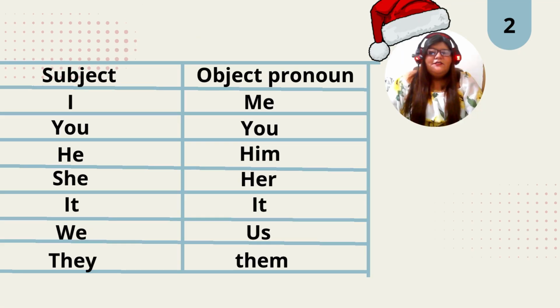So now let's learn what the subject and the object pronoun are, so you can identify them a little bit better. The subject pronouns, do you remember? I, you, he, she, it, we, and they. And the object pronouns are me, you, him, her, it, us, and them. I recommend you memorize them because it's important that you know them.